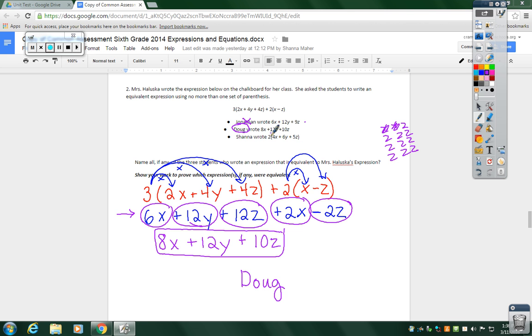Shanna's answer here, I have to apply my distributive property. Hers might be the same, but I'm really not sure. 2 times 4x is 8x plus 12y plus 10z. Oh my god, Shanna's is also an equivalent expression. So the answer to this is Doug and Shanna.